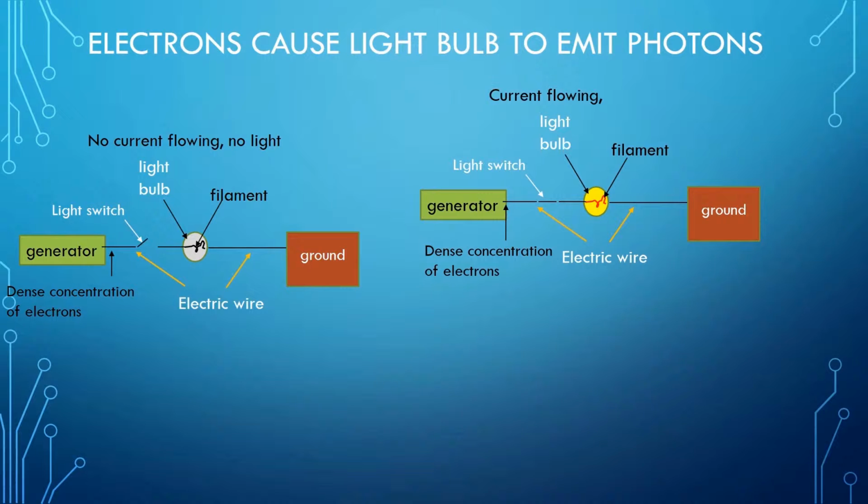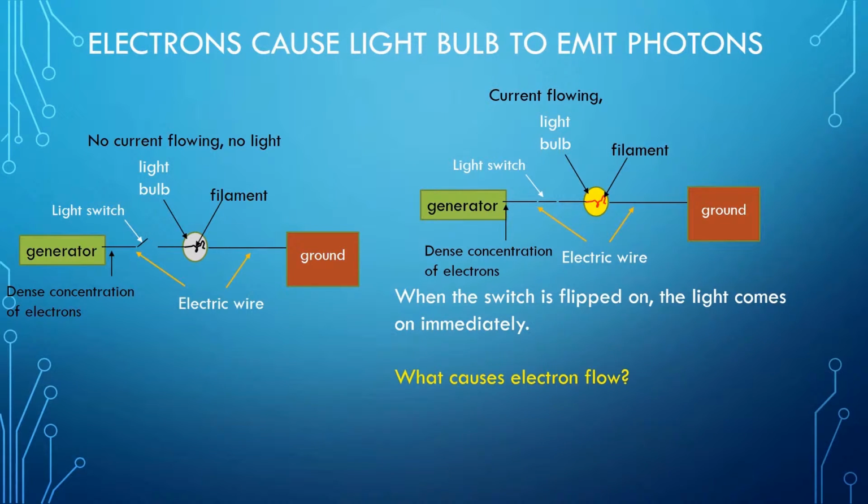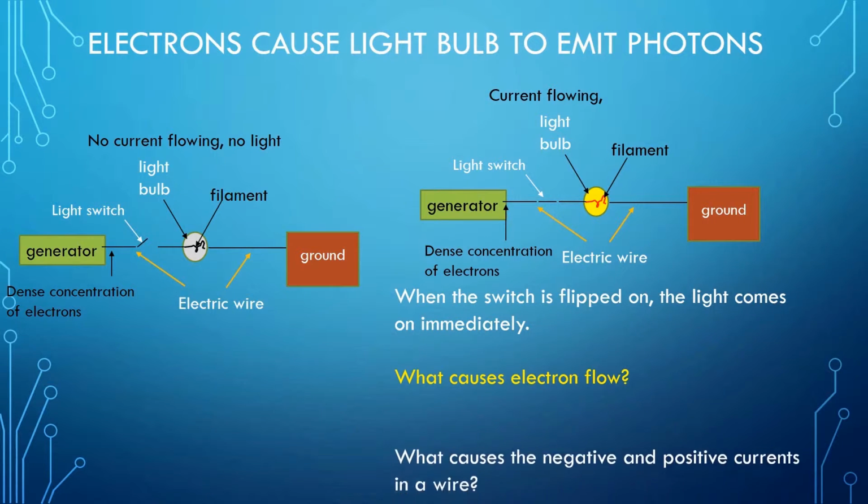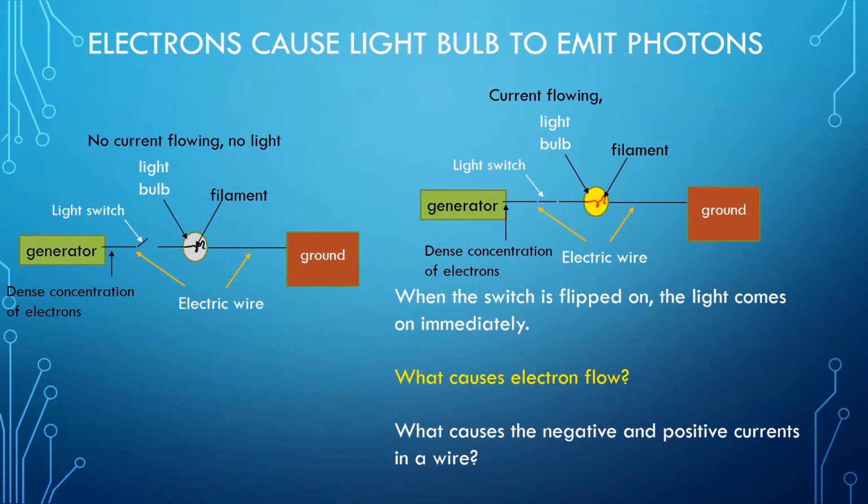Here's the important part. When the switch is flipped on, the light comes on immediately. It's as if all the electrons begin moving at the same time. This is true even though electrons move rather slowly through a wire, less than 1% of the speed of light. What causes the electron flow? What causes negative and positive currents in the wire?